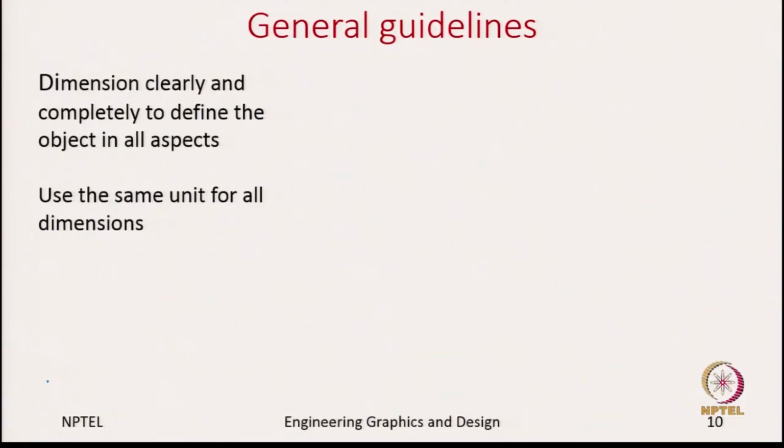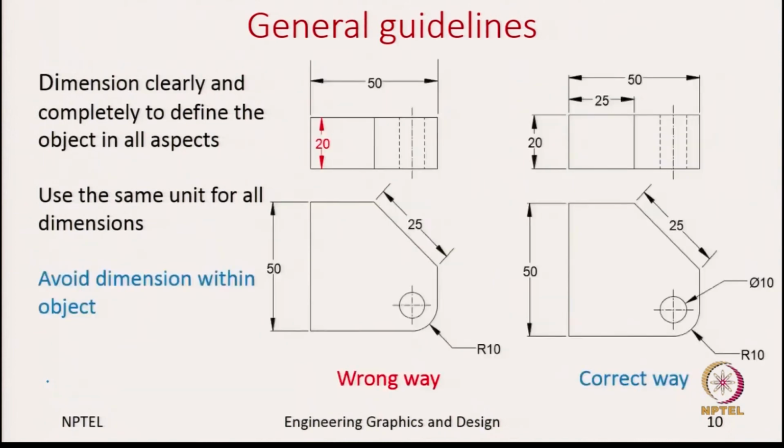Okay. Now, let us look at some wrong ways of doing things as well as the right way of doing things. The first one is to avoid dimension within the object. So, let us see what is wrong here. This dimension 20, as you can see, is being specified within the object, and the right way is to move the 20 out of the object.